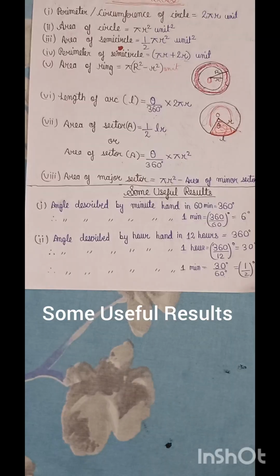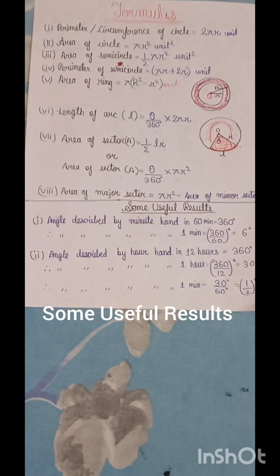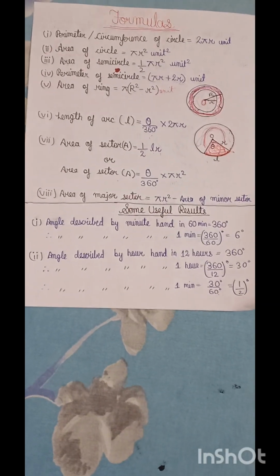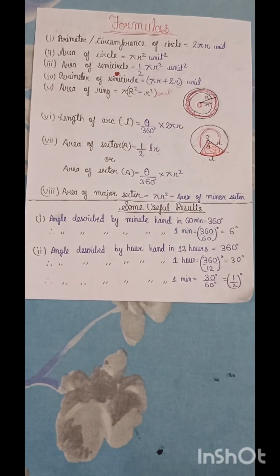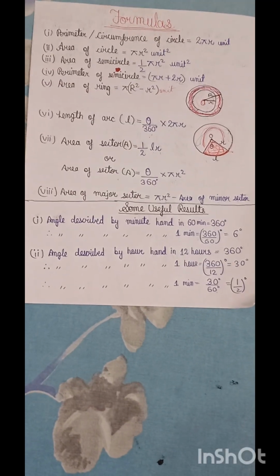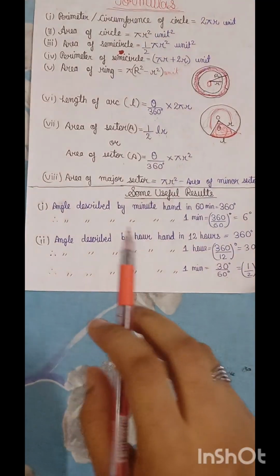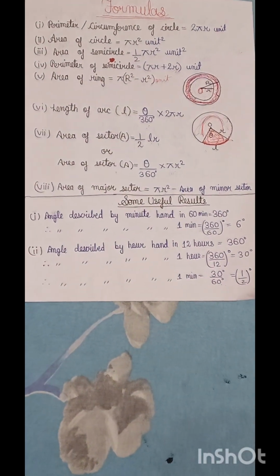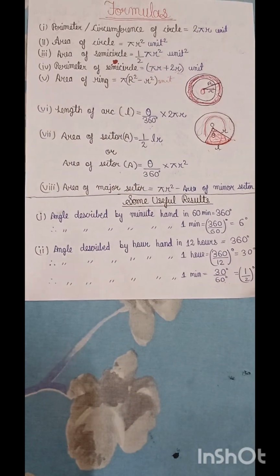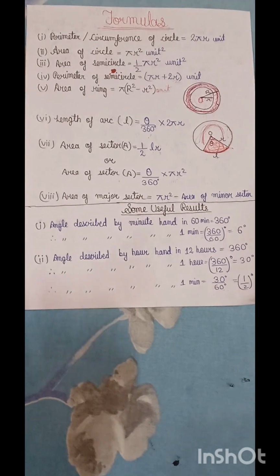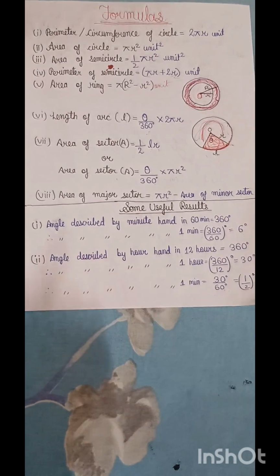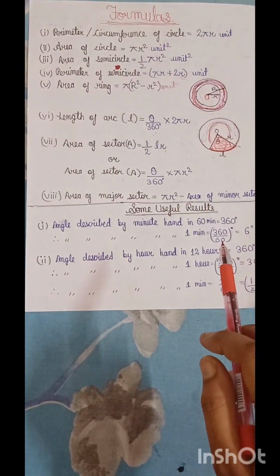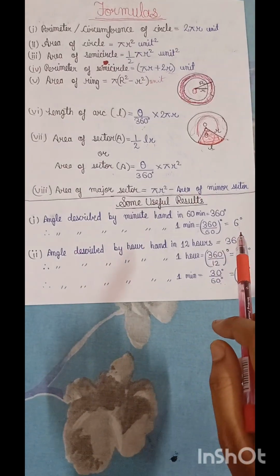Now coming to the next topic, some useful results. See, have you seen a clock? It mainly has 3 hands: minute hand, hour hand and second hand. But in this particular chapter, we are going to talk about only 2 hands, the minute hand and the hour hand. The minute hand makes 360 degree in 60 minutes. So how much will it create in 1 minute? We will divide using the unitary method: 360 by 60, you will get 6 degree.